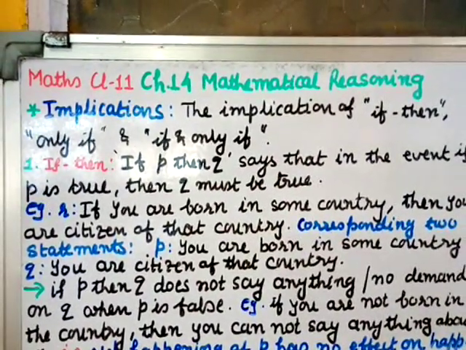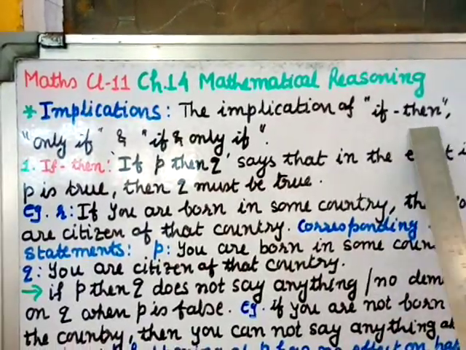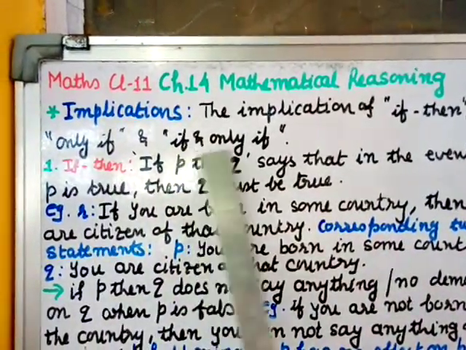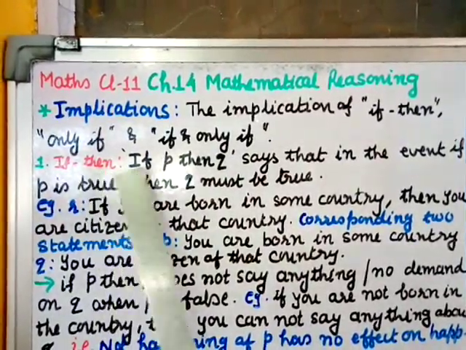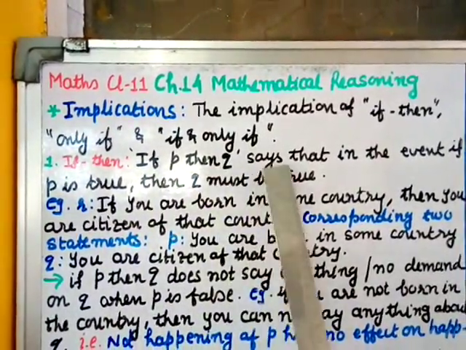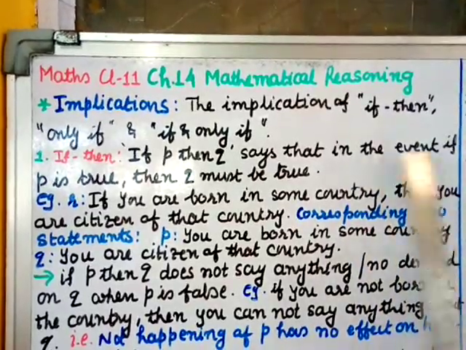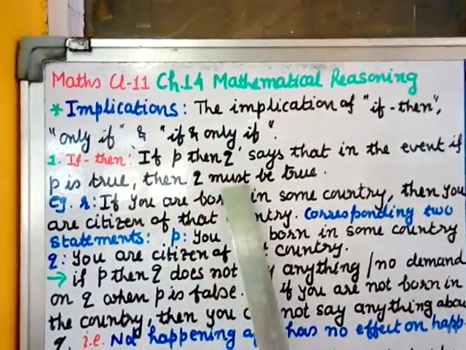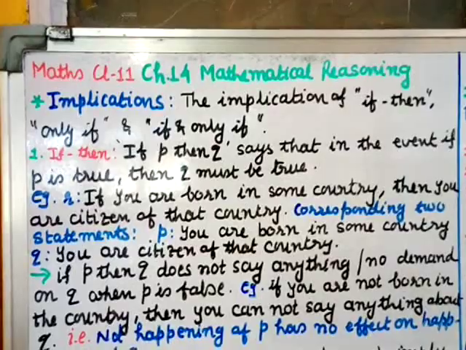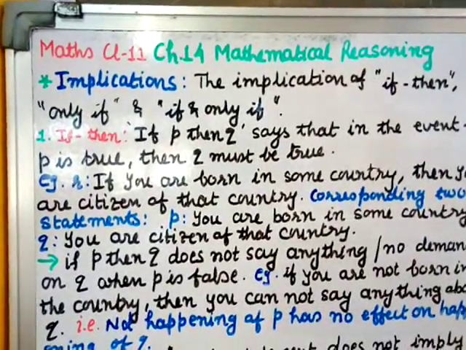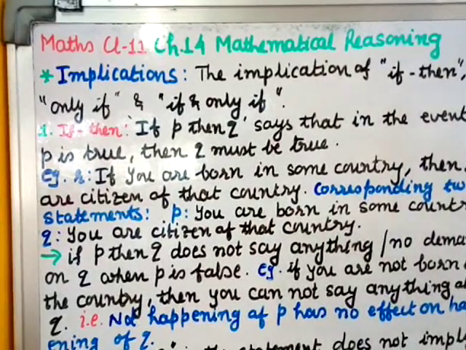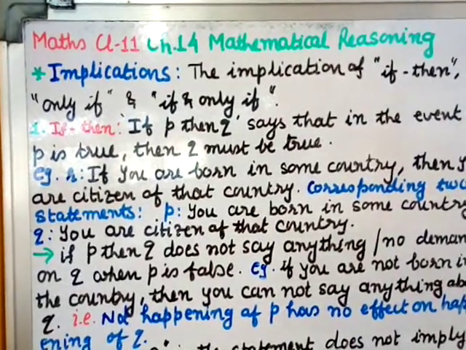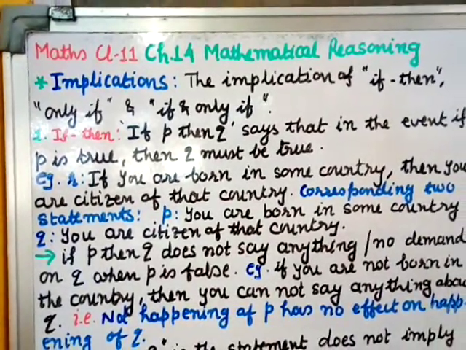Implications. We shall study the implication of if then, only if and only if. So let us start with number 1, if then. If P then Q says that in the event if P is true then Q must be true. Now in a mathematical statement, if there is if then, this means that the first statement, which we call P, if it is true then the second statement, that we call Q, must be true.